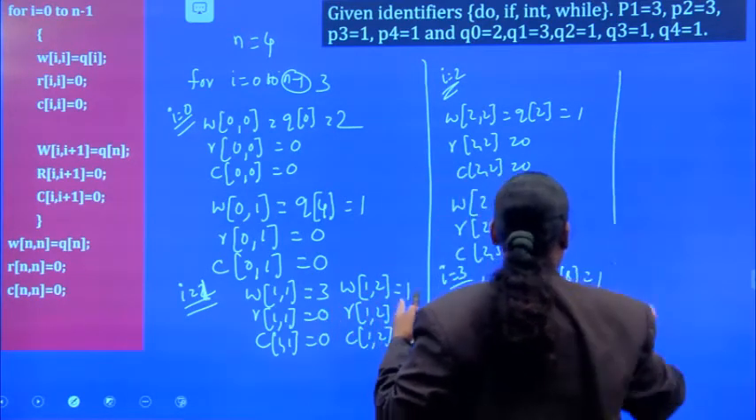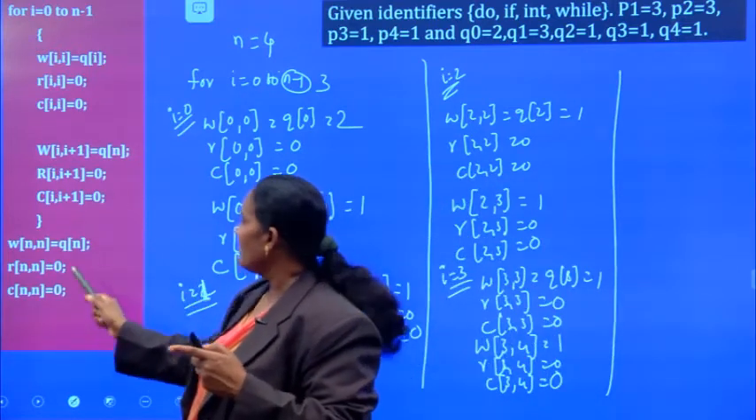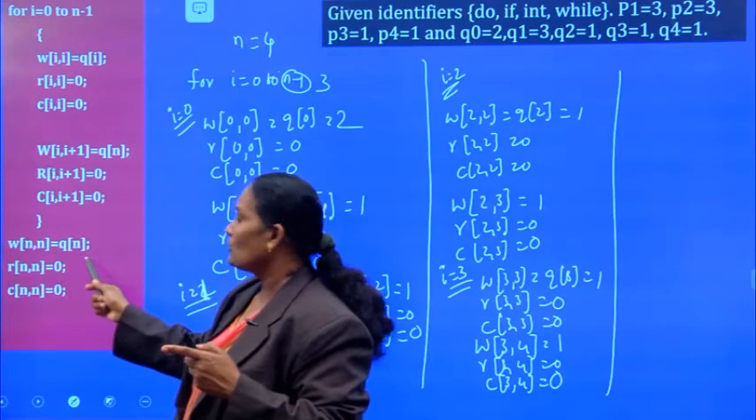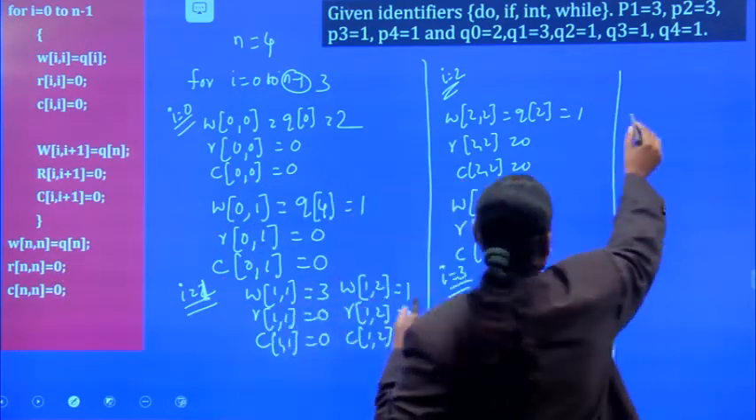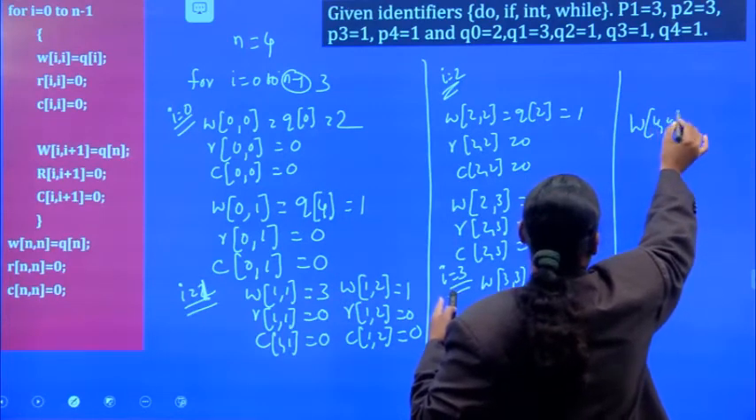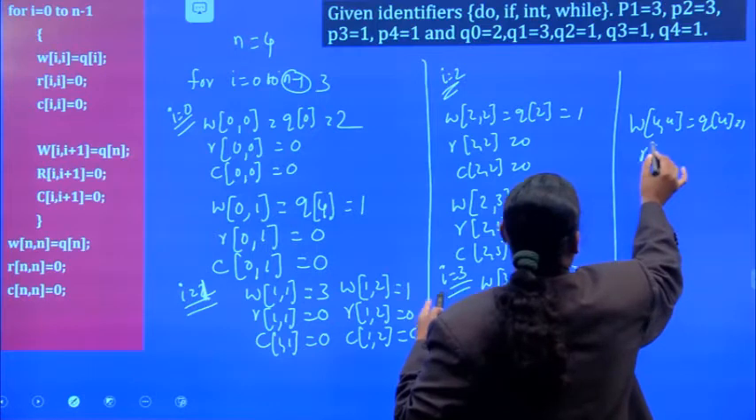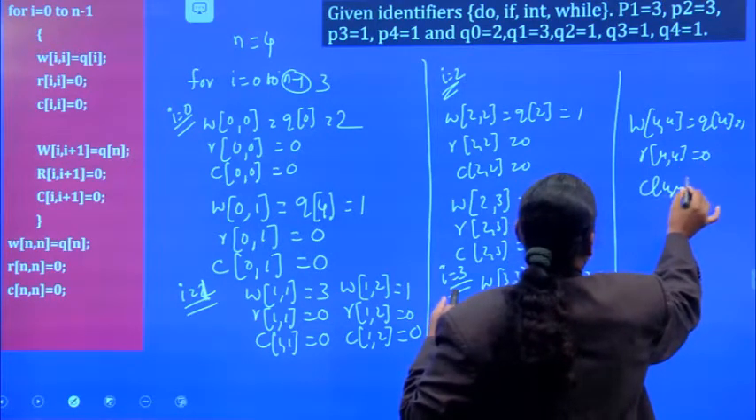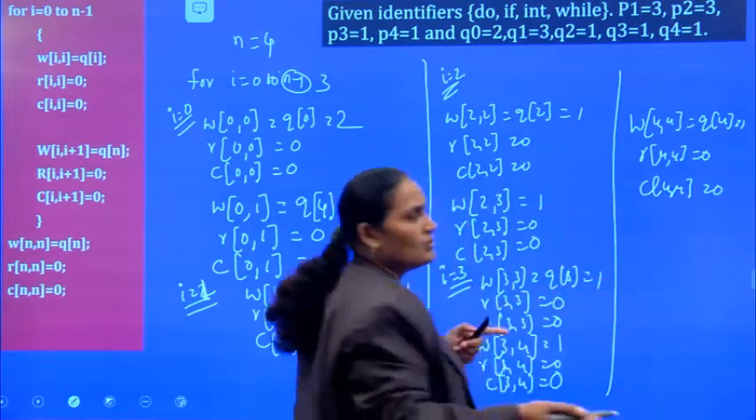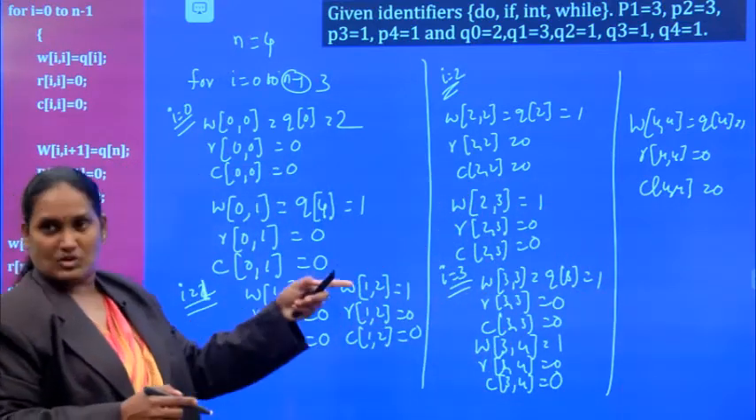And finally, after the completion of this for loop, what are we doing? Wnn is equal to Qn. That is W44, since the n value is 4. W44 is equal to Q4, which is nothing but 1. R44 is equal to 0, and C44 is equal to 0. We completed almost half of the table. Now by this loop, we completed almost half of the table.